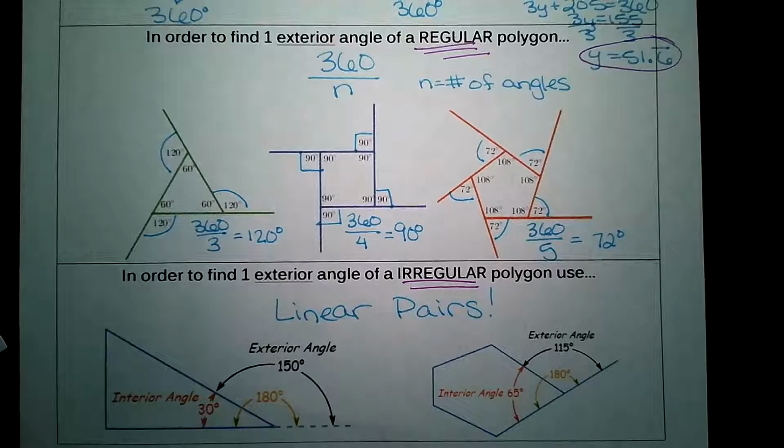Well, if you're looking at an irregular polygon and they give you a value, all you have to do is subtract that value from 180 to get the exterior. It doesn't matter what the shape is. One interior and one exterior add up to 180 degrees.